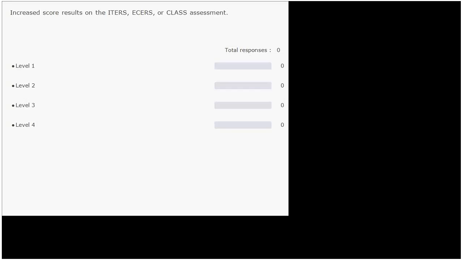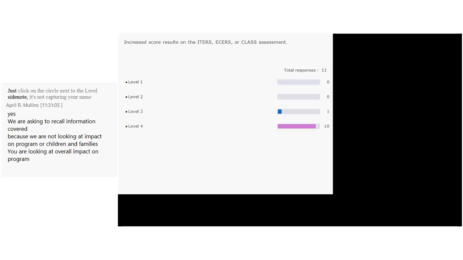Increase score results on the ITERS, ECHRS, or class assessment. What makes this a level 4? I didn't hear that, sorry. Those results. These are the results, right? The teacher has been doing something, and they've been practicing and practicing, and as a result, some things should be happening, and they should get a better score on the ECHRS or the ITERS or whichever one you're using. Absolutely right.